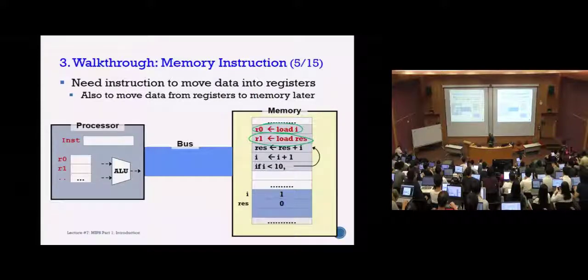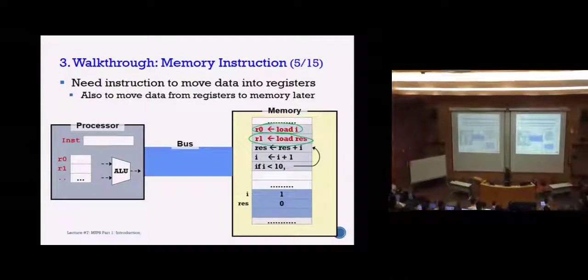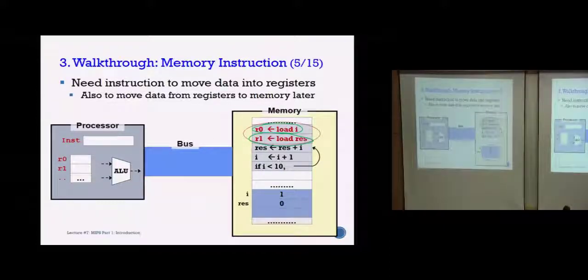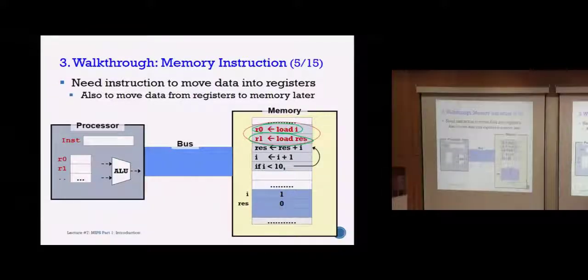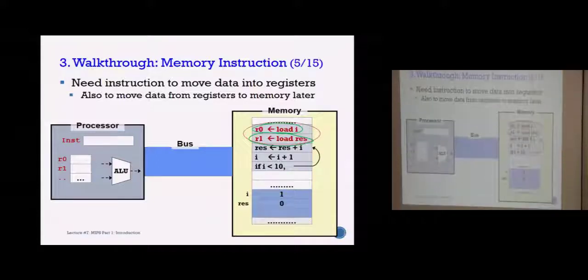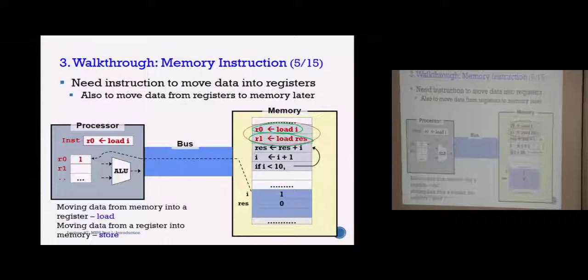So what I need to do, I first need to execute two instructions that will take the I data from memory, put into my R0 register, then take the result data and put in my R1 register. Once I complete these two steps, that means I subsequently do not need to go to memory to fetch this data, correct? Because I already have it in my local register. So that is the first instruction I execute, R0 loaded with I value.